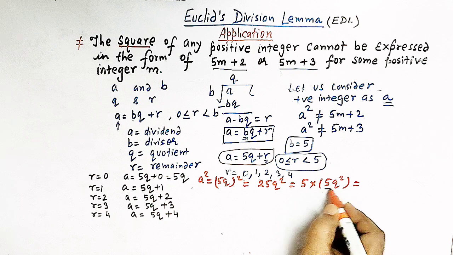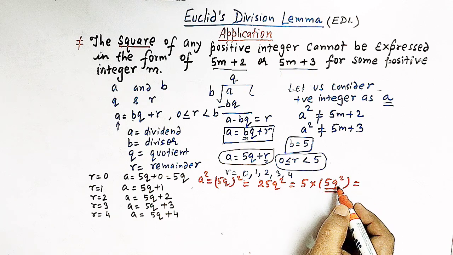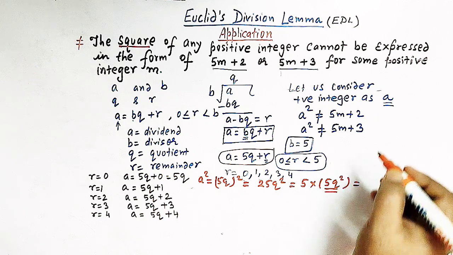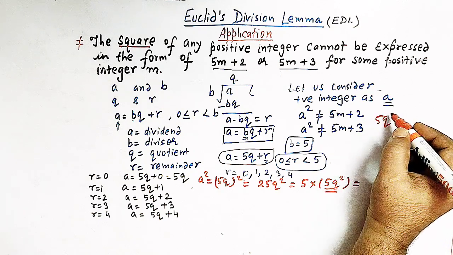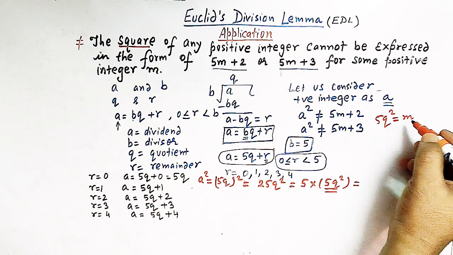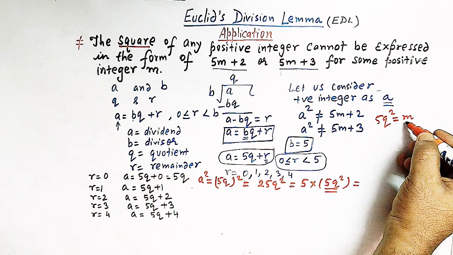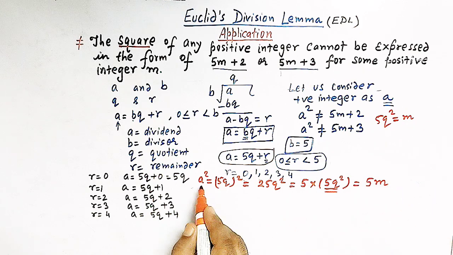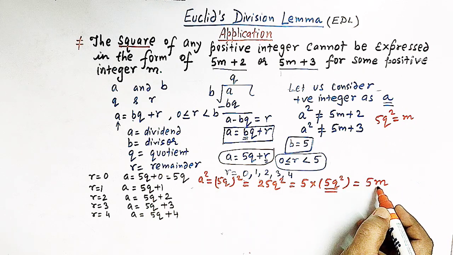Now see, 5q square is an integer, because q is an integer and q square is also an integer. So 5q square is an integer. So let us replace 5q square with some number, say m, that is a positive integer. So here we have 5m. So a square is equal to 5m.